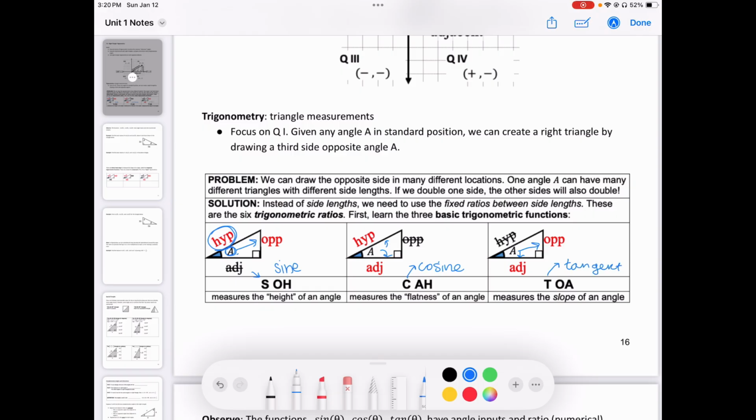So a memory device that you can use is SOHCAHTOA. So S is for opposite over hypotenuse, cosine adjacent over hypotenuse, tangent opposite over adjacent.